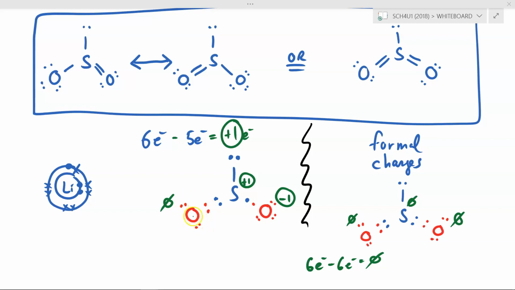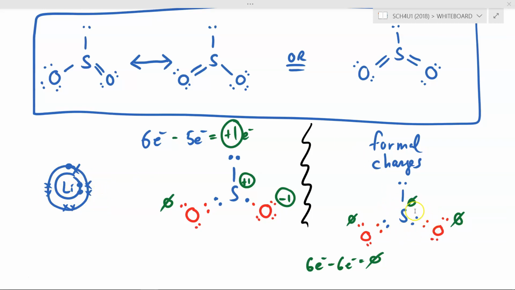Looking at this structure over here, oxygen should have 6 electrons, and it does have 6 electrons. Sulfur should have 6, it also has 6, and so does this oxygen over here. So in order to achieve stability, the electrons didn't really have to move too much. There didn't have to be too much change in electron numbers. Just like how it's easier for lithium to just lose 1 electron rather than gaining 7, the fewer electrons that have to move around, the more likely it is for that structure to exist.